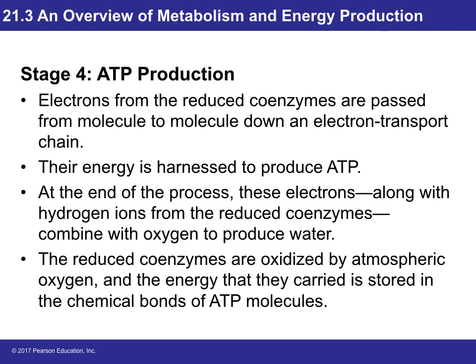Stage 4 is the ATP production, where electrons from the reduced coenzymes are passed from molecule to molecule down an electron transport chain. That energy is very important. That's the way you can harness the maximum amount of ATP. But at the end of the process, they will need to combine with oxygen to produce H2O, which is the water.